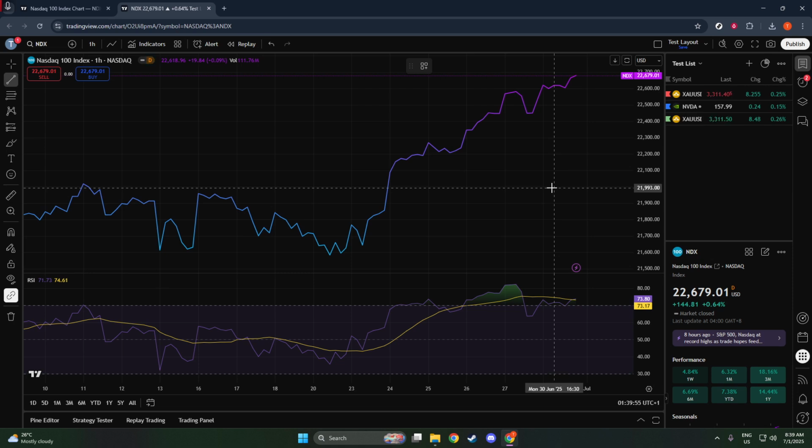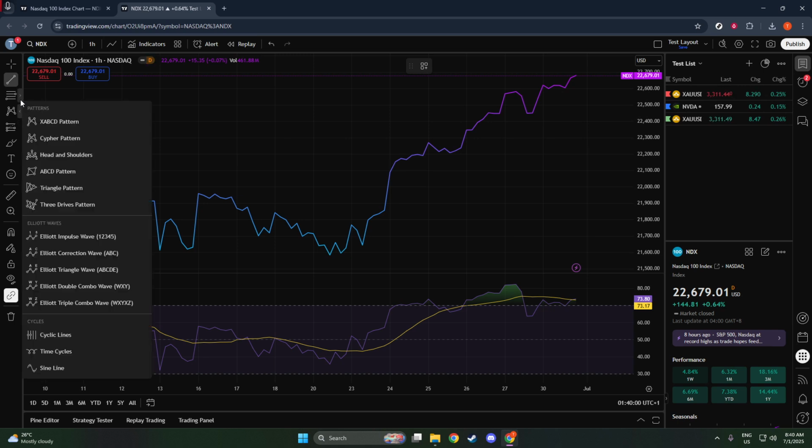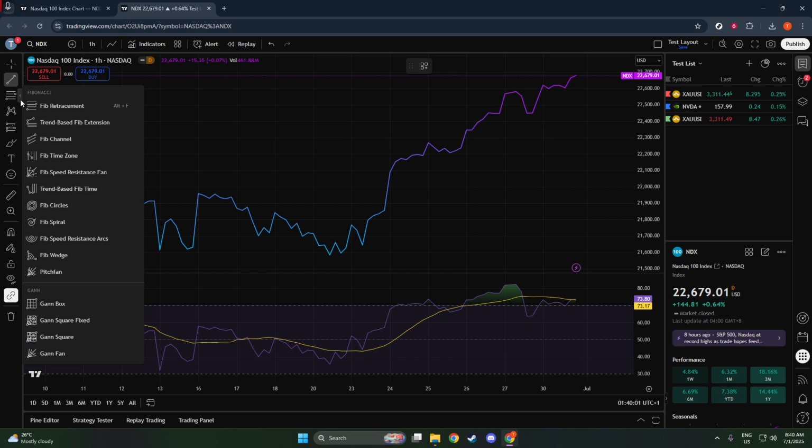Making good use of drawing tools can significantly enhance your chart reading skills. From the left panel, you have access to tools like trend lines, channels, Fibonacci tools, and various shapes. These allow you to annotate and visualize market trends clearly.